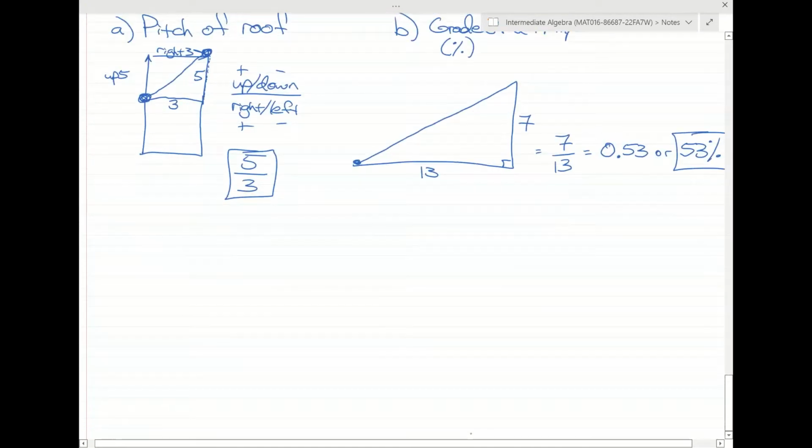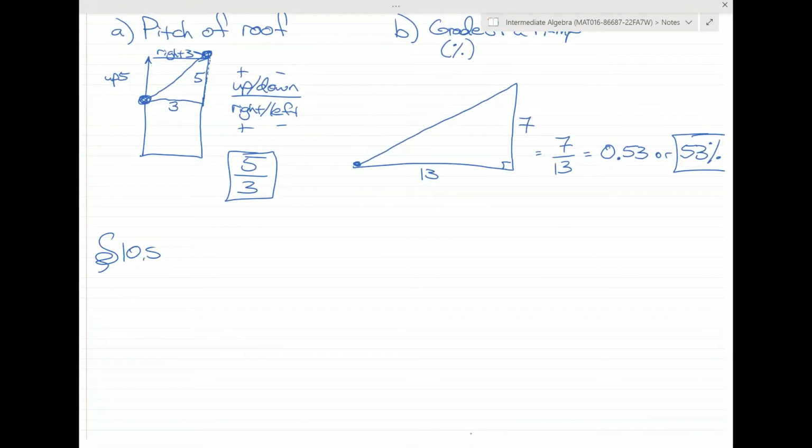Section 10.5, we're going to be writing equations of lines.